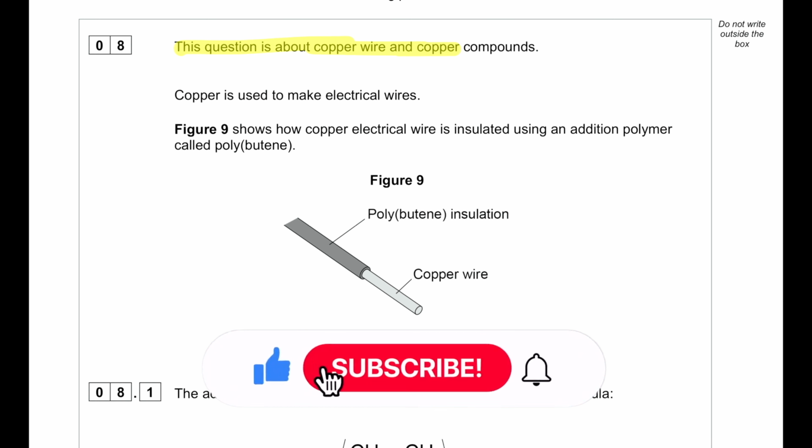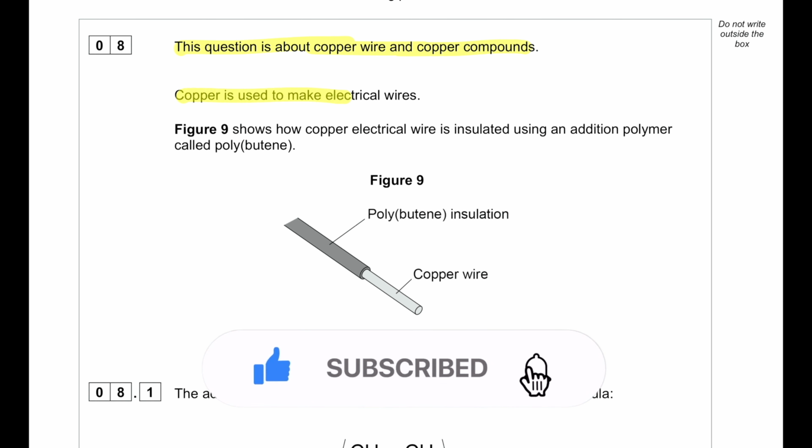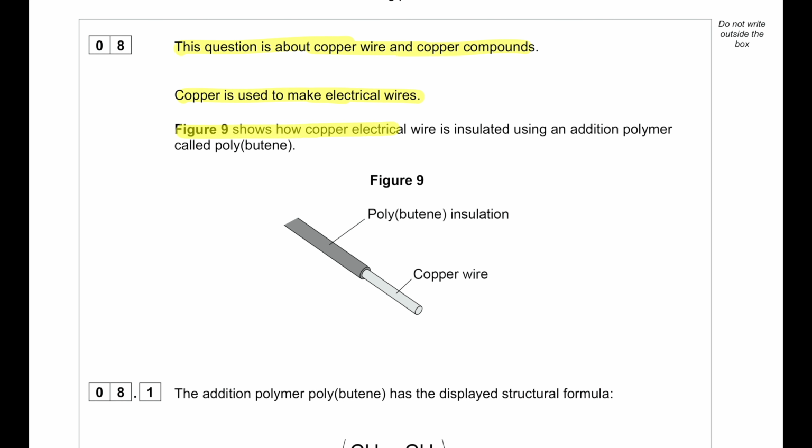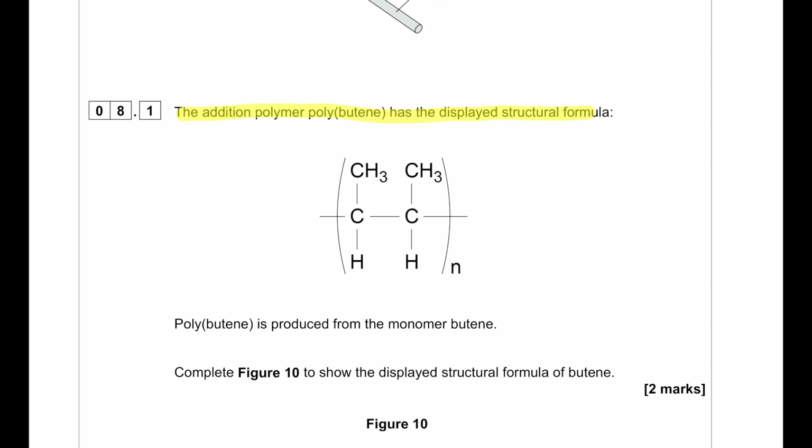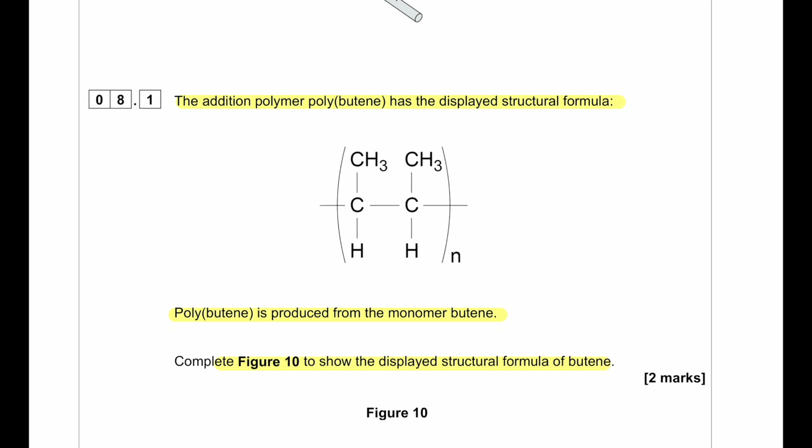This question is about copper wire and copper compounds. Copper is used to make electrical wires. Figure 9 shows how copper electrical wire is insulated using an addition polymer called polybutene. The addition polymer polybutene has the displayed formula shown in this diagram. Polybutene is produced from the monomer butene. Complete figure 10, which shows the displayed formula of butene.